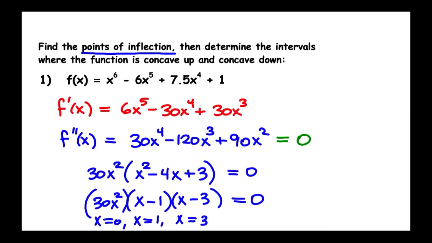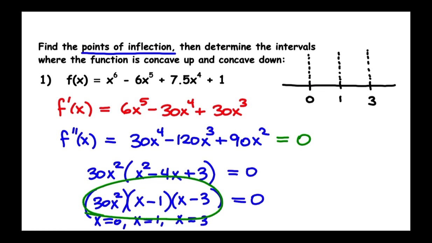So what I have to do now, kind of like I did earlier in the beginning of the chapter, is I'm going to make a sign chart, but this time instead of rising and falling, it's going to be like concave up and concave down. So here I go. Okay, let's try a number less than 0, something negative. Again, I'm plugging it in to the second derivative, which is right here.